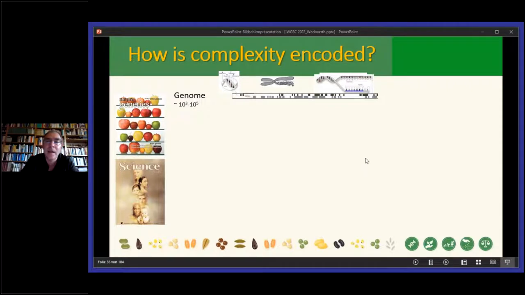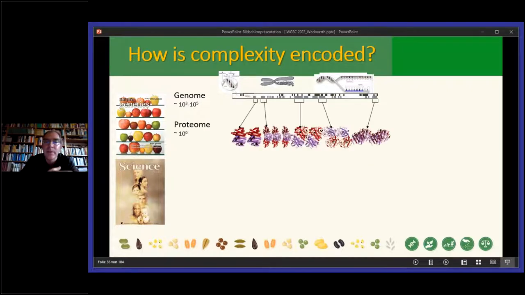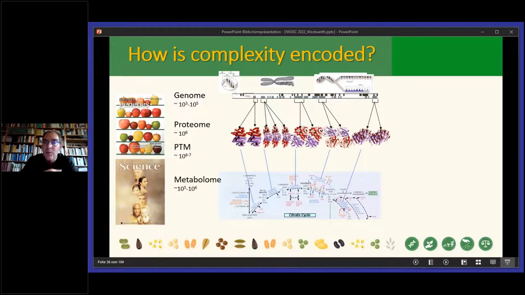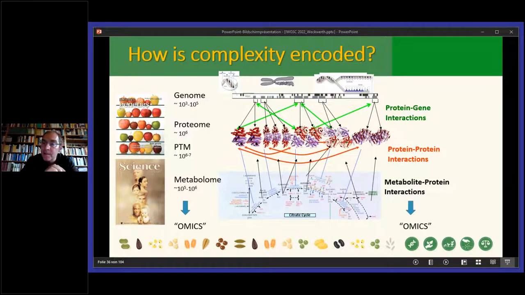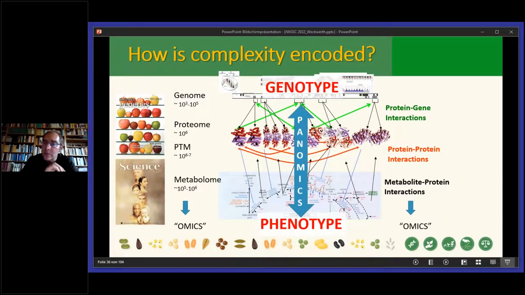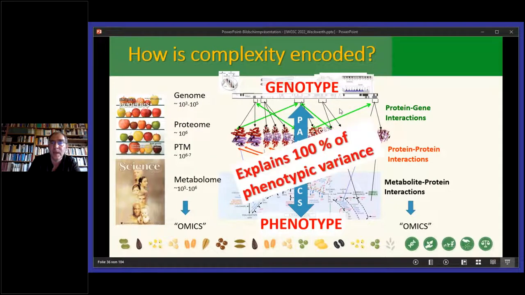How can we explain this? Because the situation is much more complicated. So we have the genome, which transcribes into a transcriptome, a proteome, post-translational modifications, then the metabolome. We have all the interactions in the network. And in the end, this generates the genotype-phenotype equation. And this is covered by a PANOMICS platform, which I call it a PANOMICS platform, where we really try to measure all these molecular interactions here. And in the end of the day, maybe we can explain much more phenotypic variants in this holistic analysis.